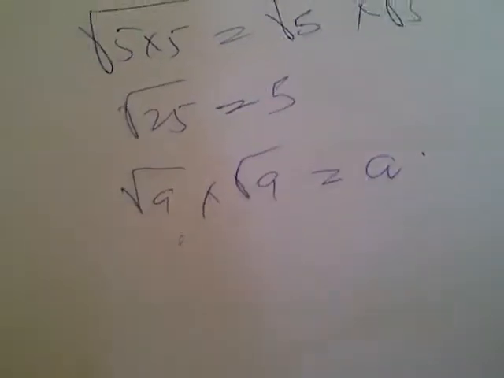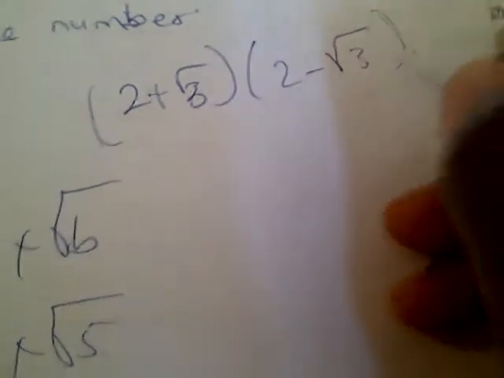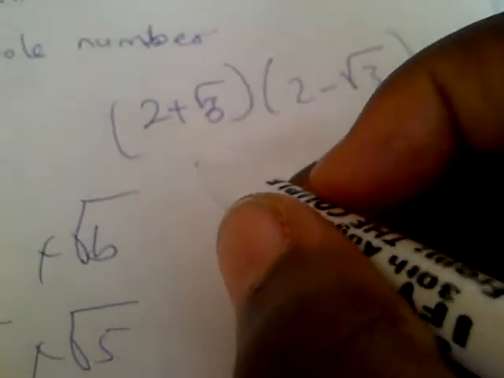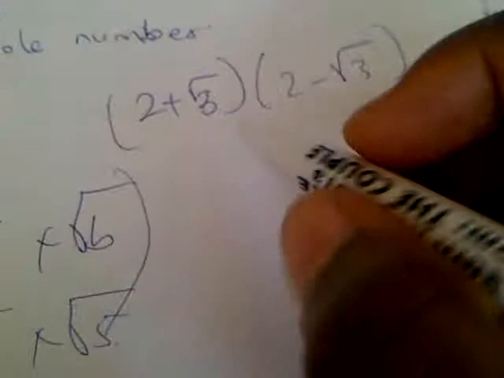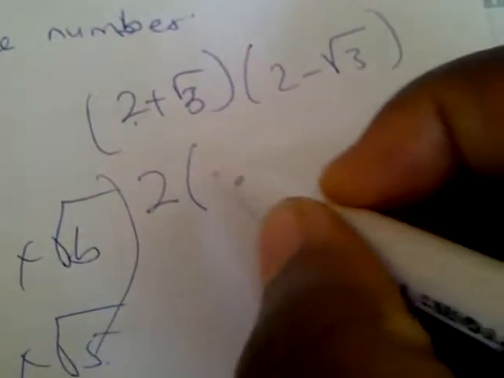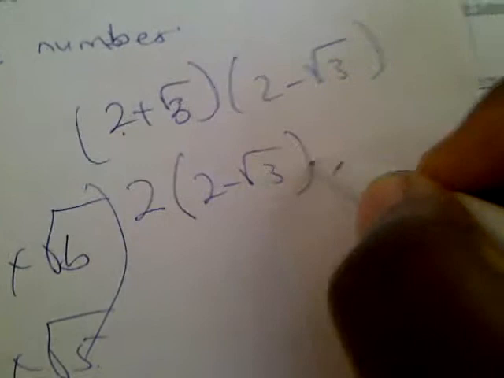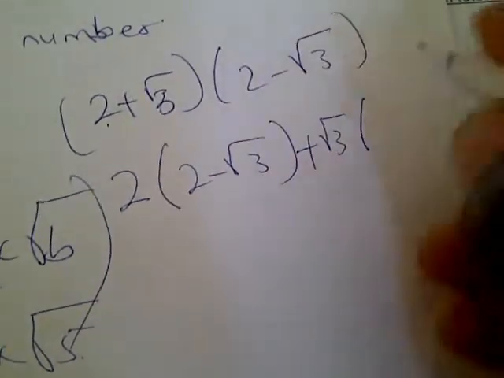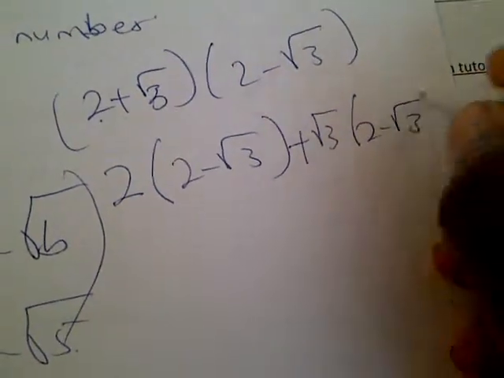Now let's try and multiply out what we were told. We're told that 2 plus root 3 times 2 minus root 3. The same way we try to expand, we're going to do this one now. You're going to multiply this by everything here, multiply plus root 3 by everything here. So it's more like saying 2 times (2 minus root 3) plus root 3 times (2 minus root 3).